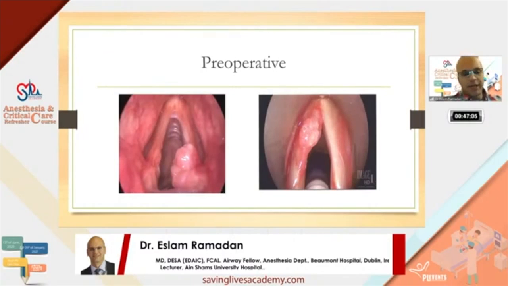This is an example again of how the site of the lesion will affect my decision. Most surgeons, if the lesion is on the anterior commissure of the vocal cord, it's fine for them to put a small tube. We'll go through this in the next slides. But if the lesion is in the posterior commissure of the vocal cord and you put a tube here, it will make the excision of this tumor difficult for them.